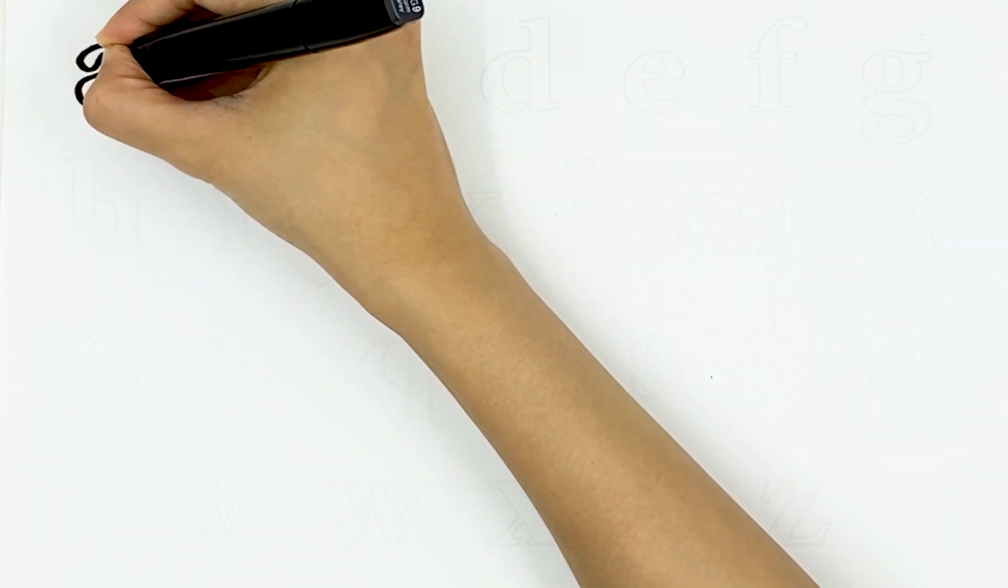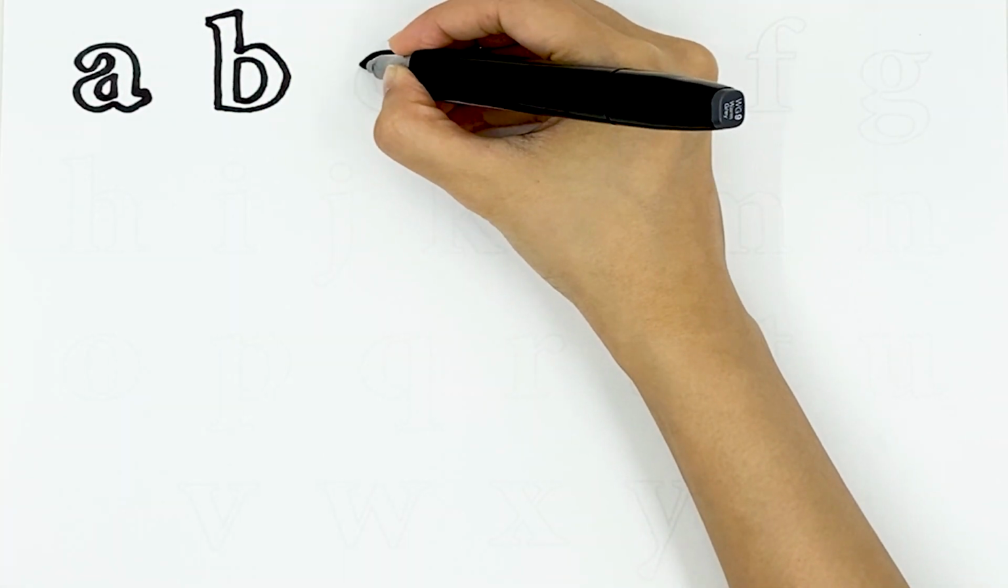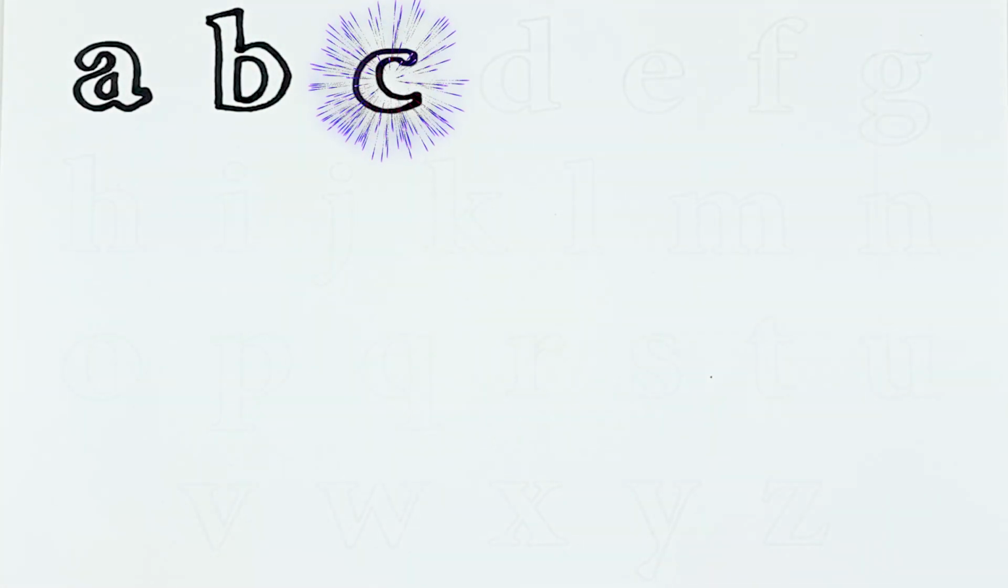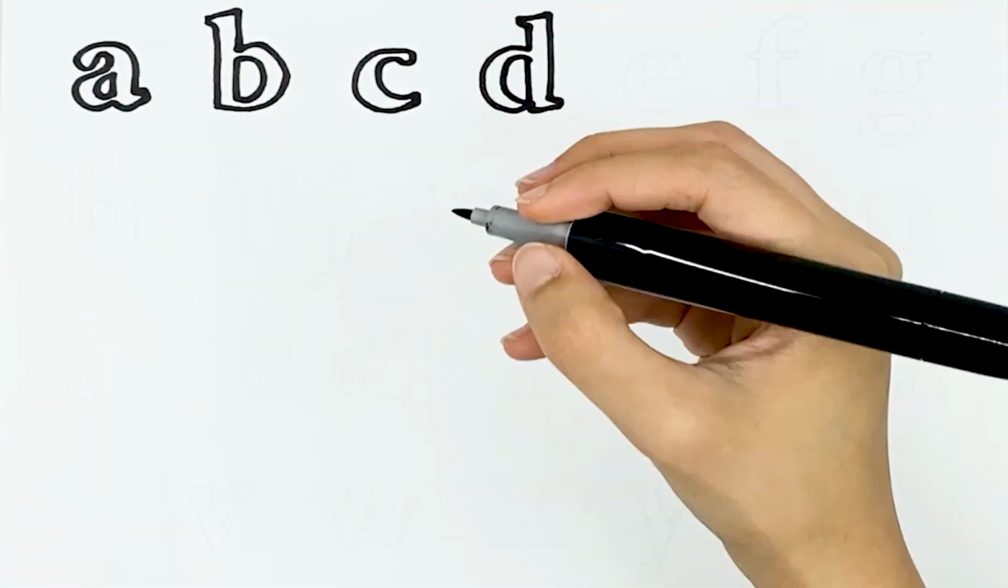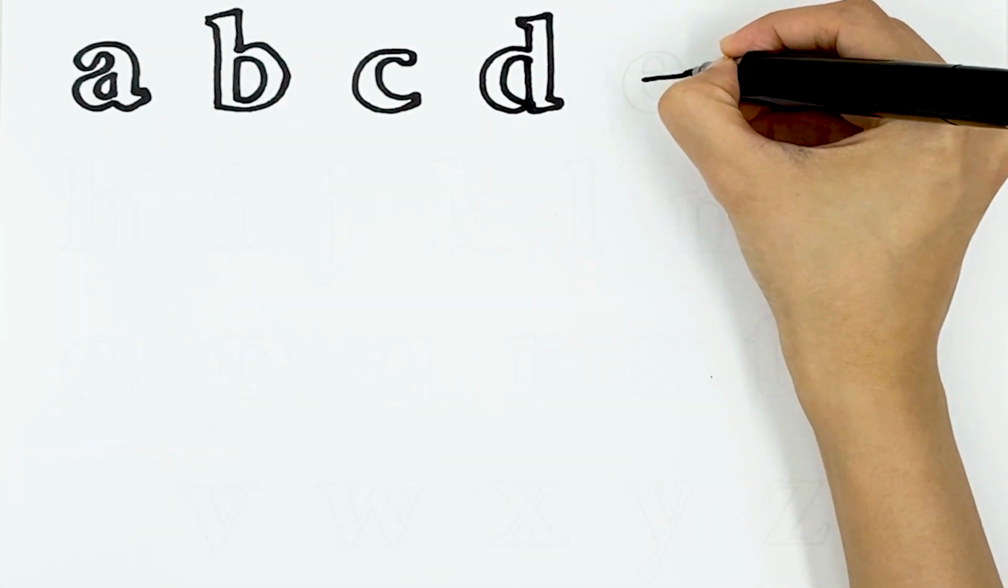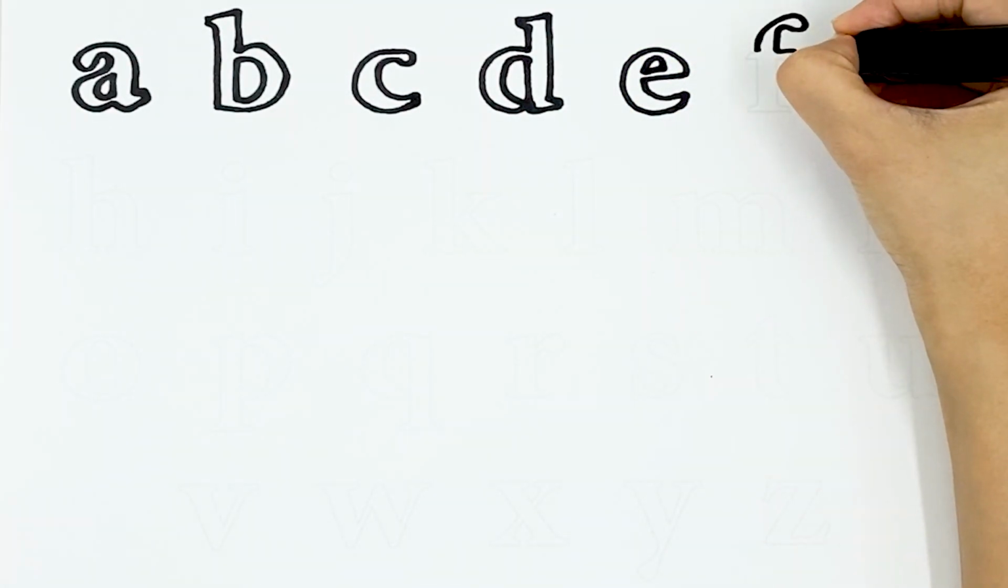A is for apple. Apple. Apple. A. Apple. B is for baby. Baby. Baby. B. Baby.